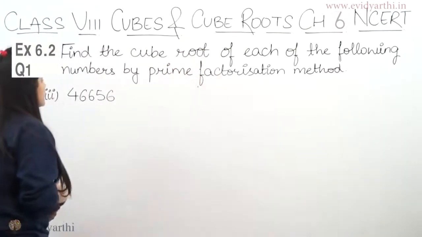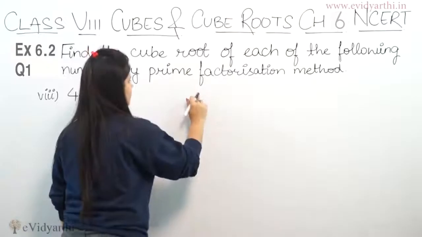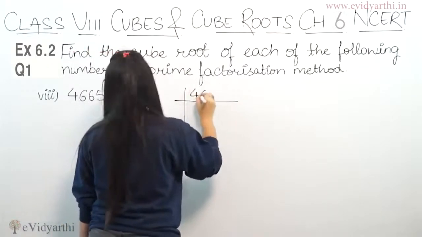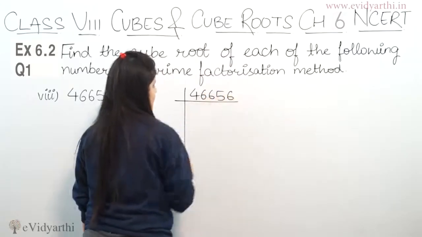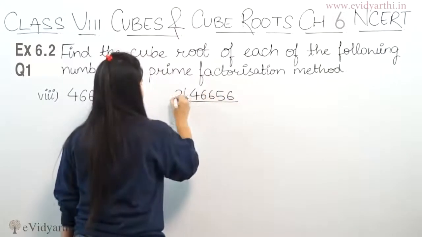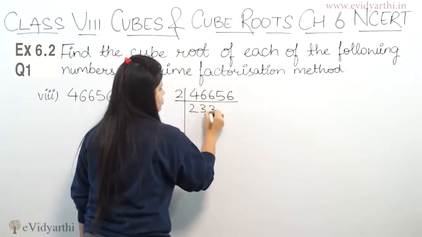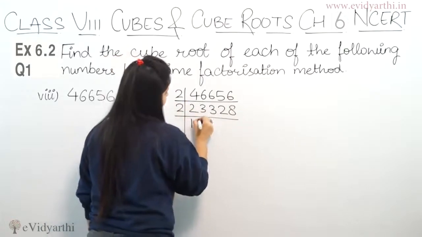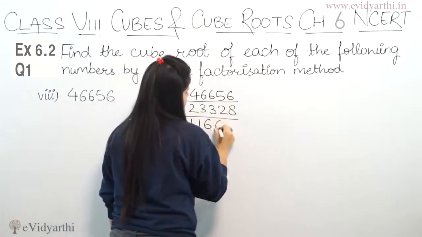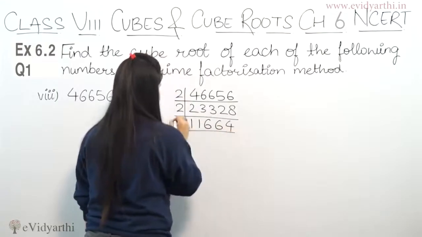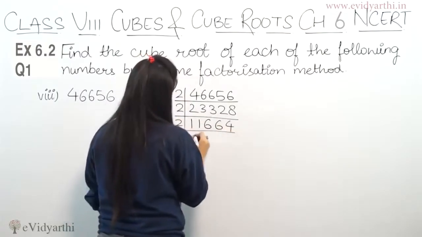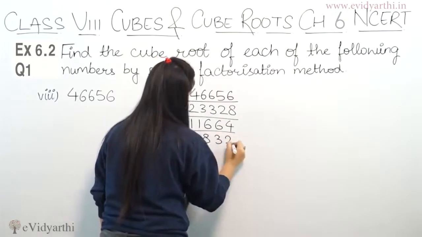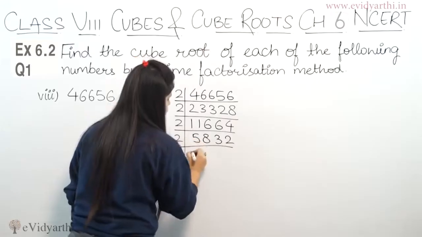8th part में है 46656. Let's find the prime factorization of this. 46656. Start करेंगे 2 के टेबल से. So 23328. Again with 2, 11664. Again with 2. So this will be 5832. Again with 2, 2916.